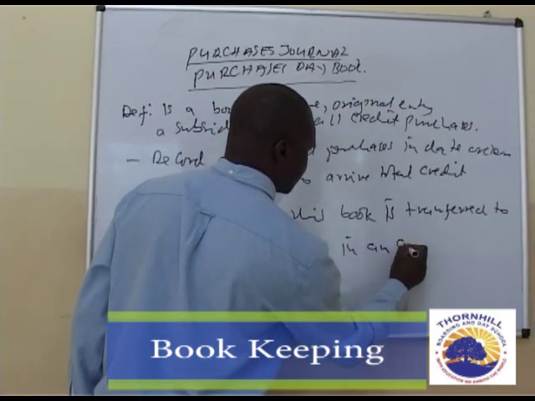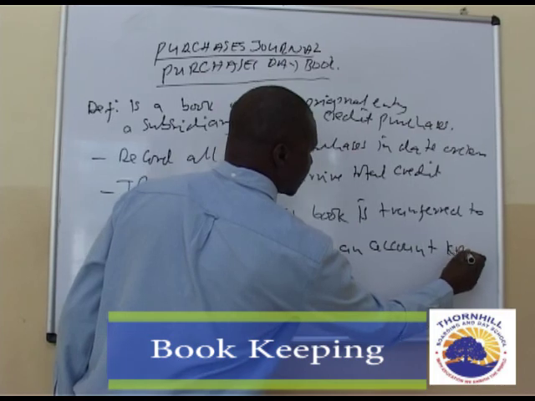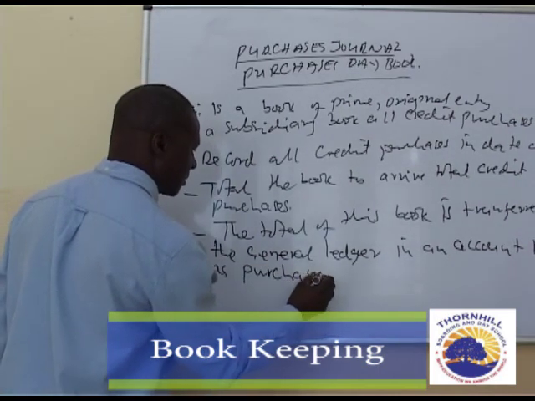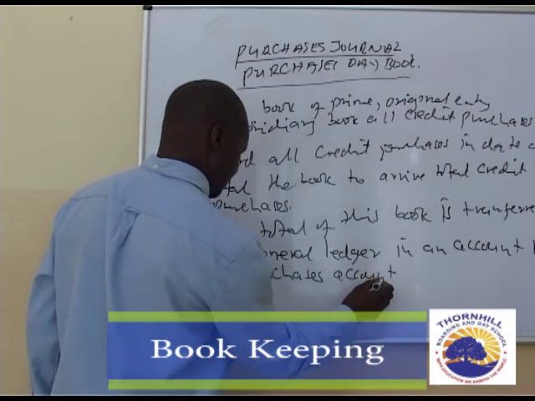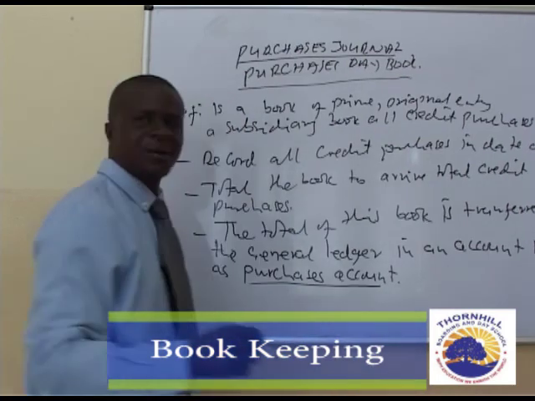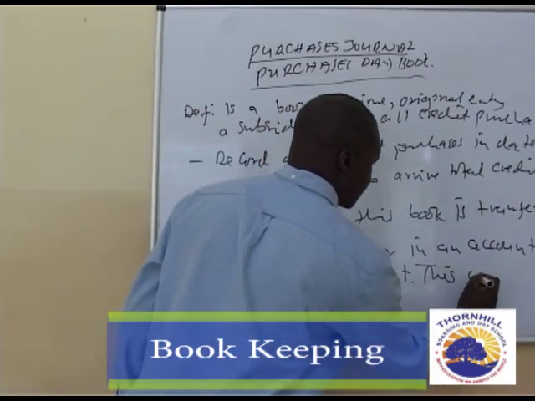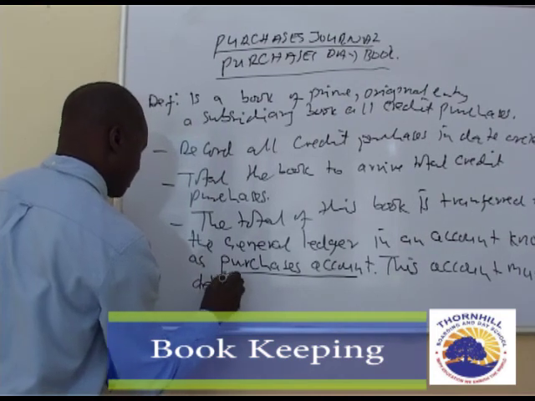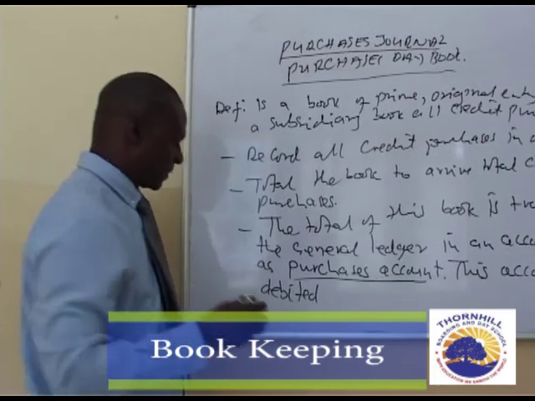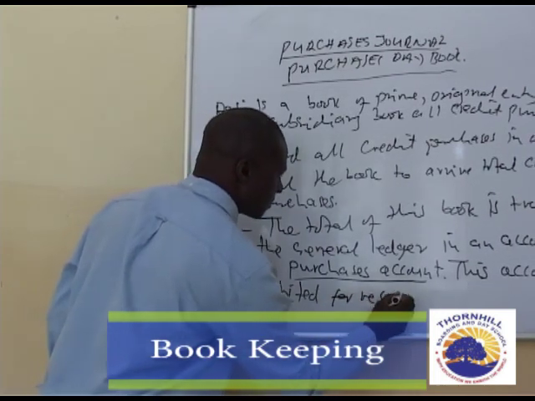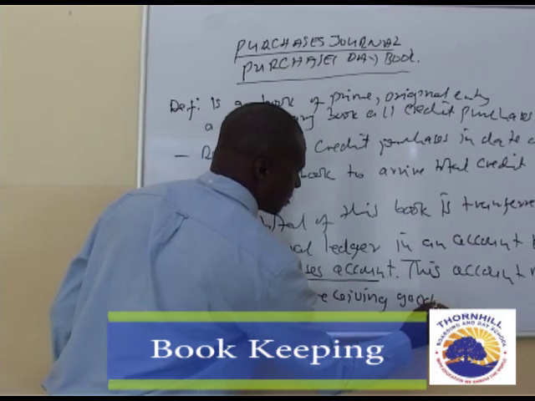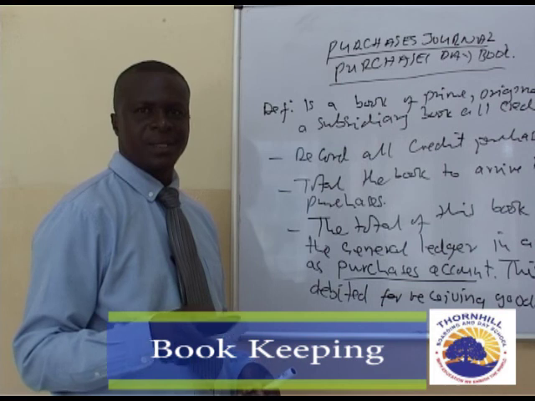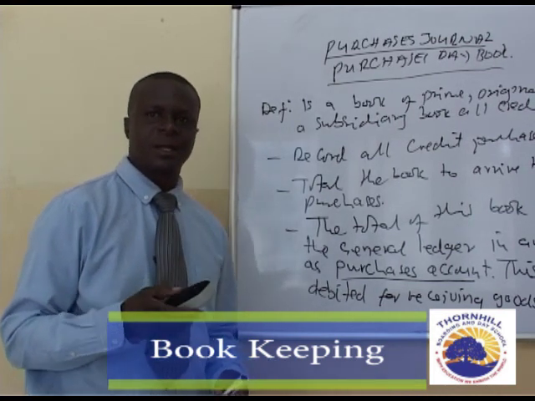In an account known as purchases account, this account must be debited. Why? Because it is receiving goods. Okay. So that is how we deal with the total. The total must go to the purchases account, on the debit side, because it is receiving goods.